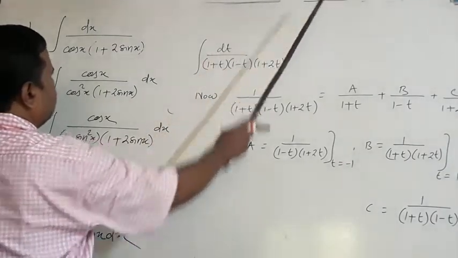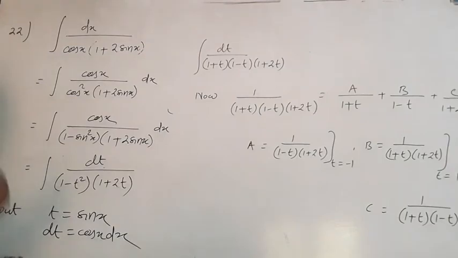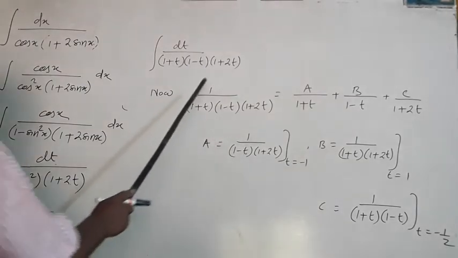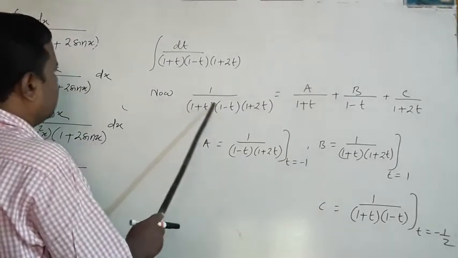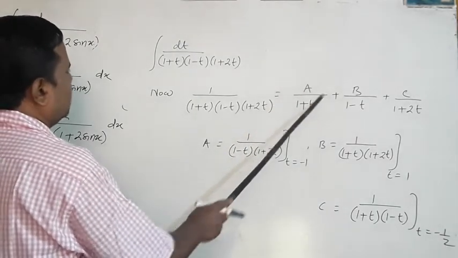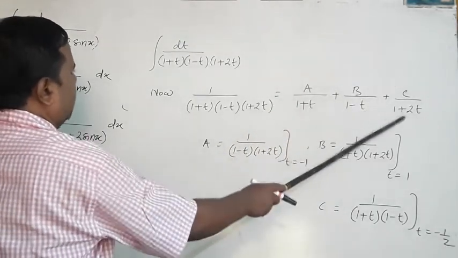Now in this problem, what you have to do? You have to do it by chapter 6, the partial fraction method. Perhaps it is chapter 6. Okay, it is 1 by 1 plus t, 1 minus t, 1 plus 2t. All are linear. So a by 1 plus t, b by 1 minus t, c by 1 plus 2t.